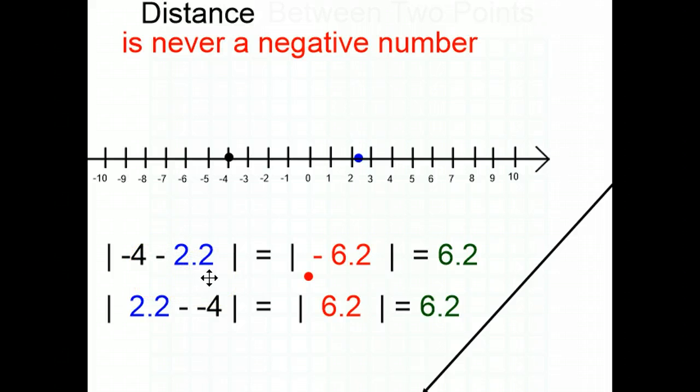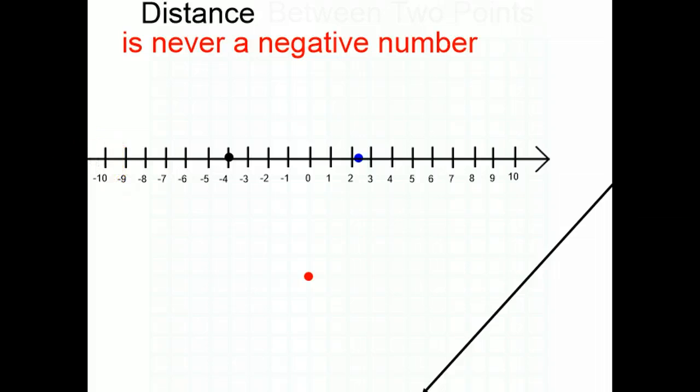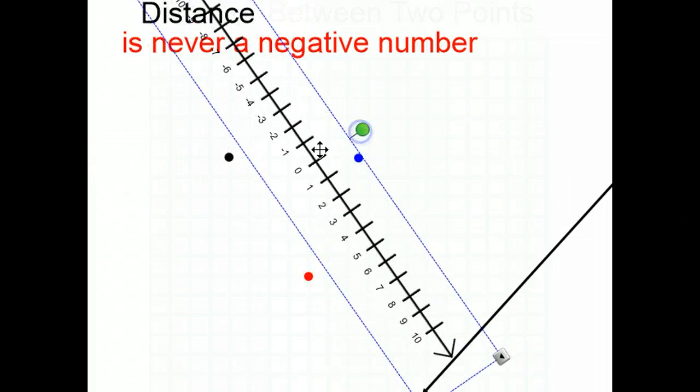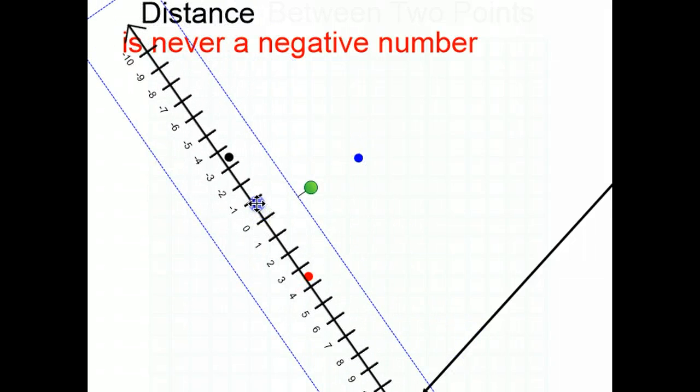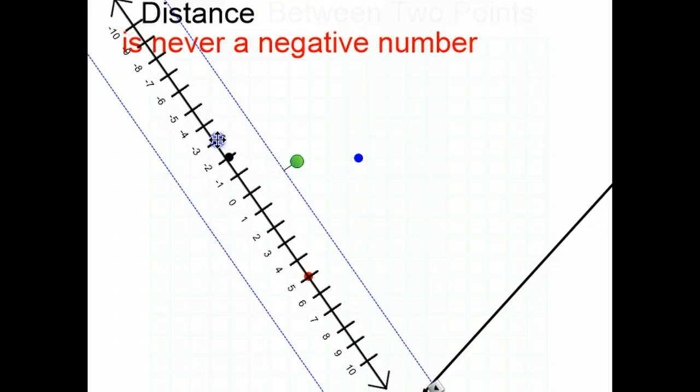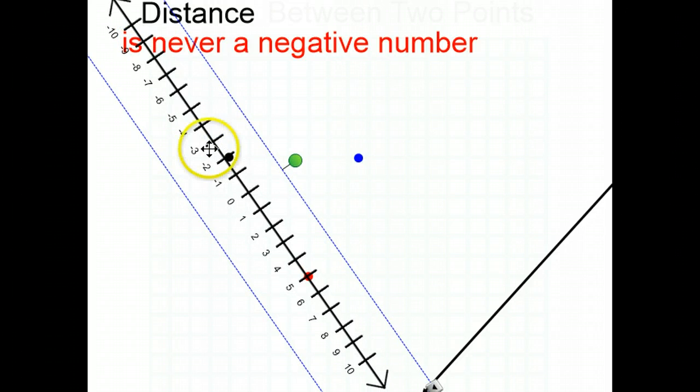But what if they're not on the same number line? How are we going to handle that? Now, I know some of you can say, oh, well, that's easy. Just take a number line and rotate it so that it goes through both points. And although that is a very ingenious idea, it's really not something that we always have at our disposal.